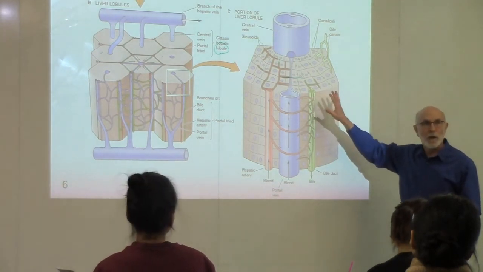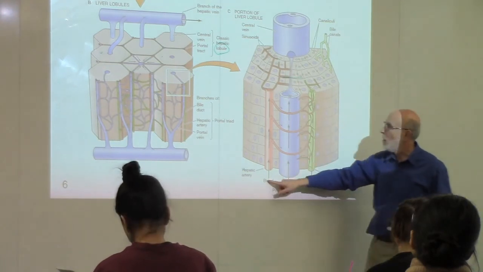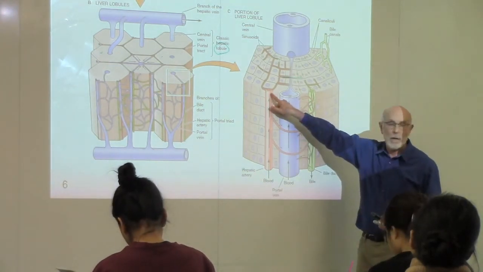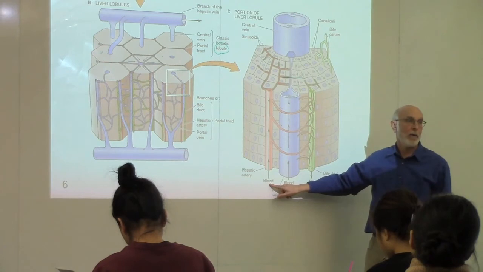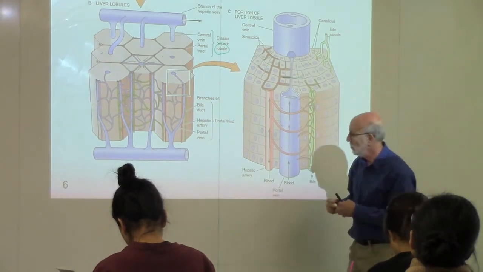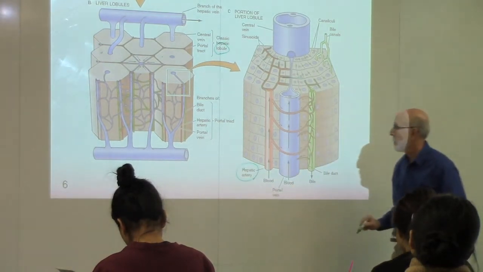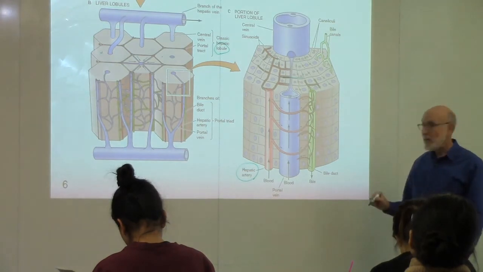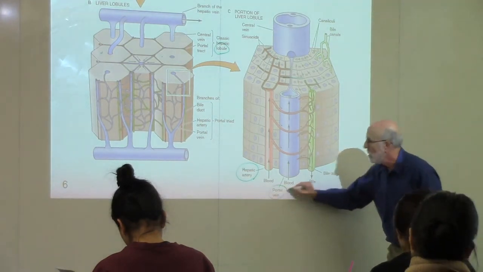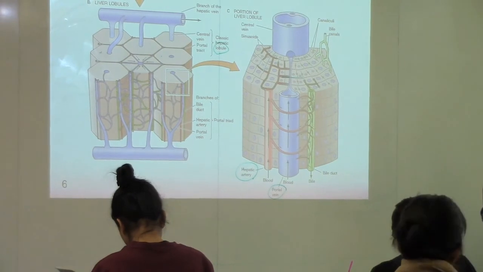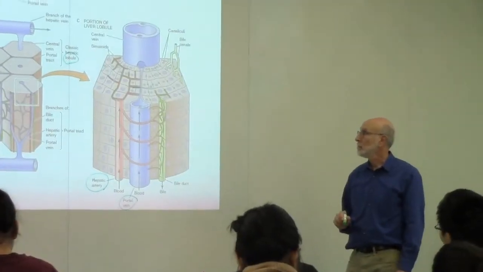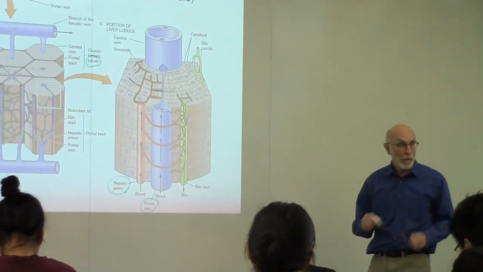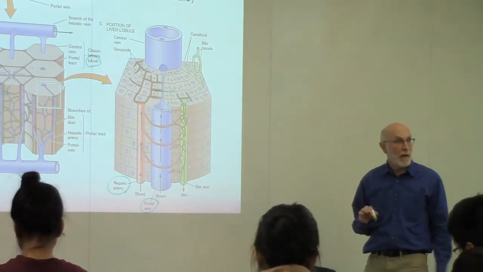The lobules are fed with arterial blood, which is a branch of the hepatic artery, and venous blood, a branch of the portal vein. You already know that. Now we're getting into the microscopic stuff.